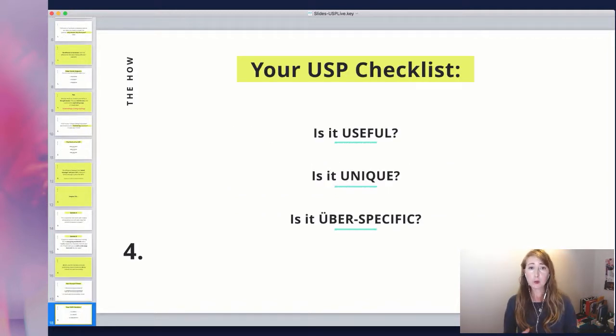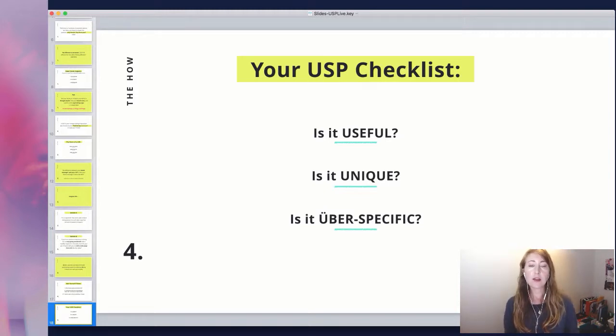The 3 U's. Is it useful? Does my ideal client understand the usefulness of it? And to borrow a quote from a great article I recently read, he said, they should not look to dazzle with style over substance. So do not look to dazzle with style over substance. Make sure that you lead with substance with what you do and you don't rely on your style to carry your customers through. Number 2, is it unique?